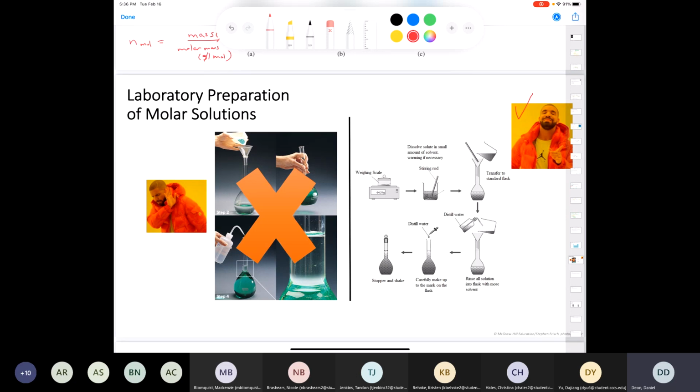Anyhow, I'm probably not going to quiz you a whole lot on quantitative transfer, but I just want you to be aware of this little mistake here. I would not prepare a solution that way. That would be a no-no.